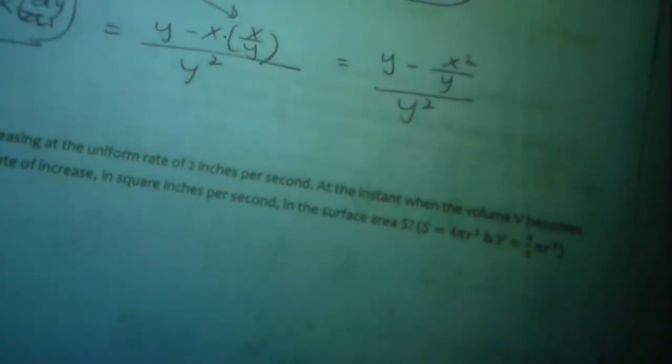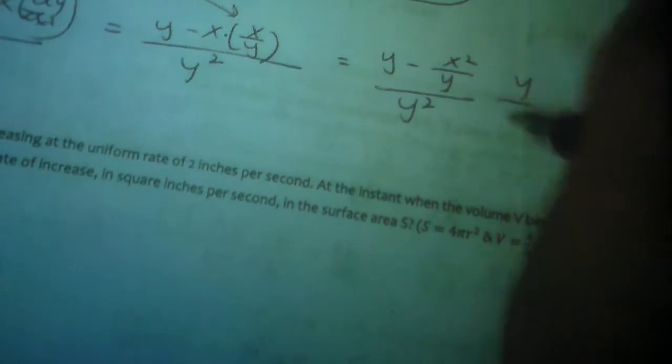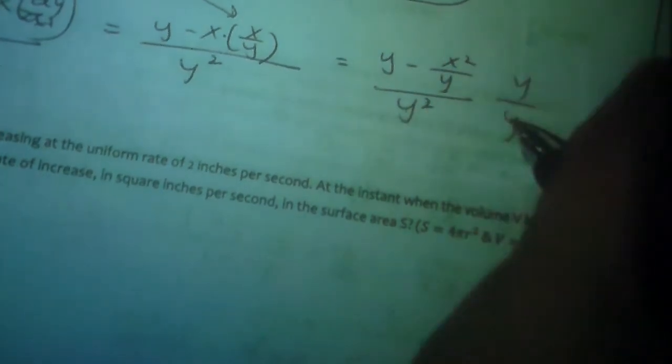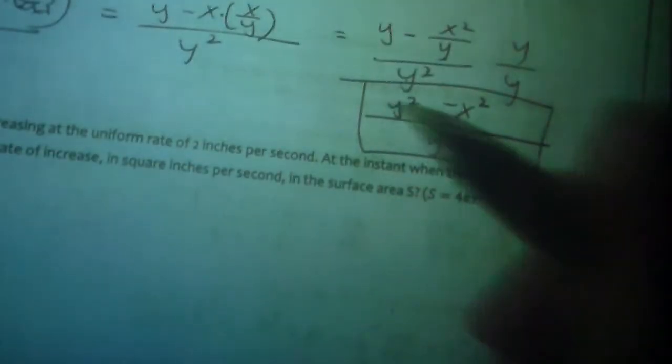I do not like to have a fraction in a fraction. So in order to get rid of this y right here, I just multiply top and bottom by y. Y squared times y is y cubed on the bottom now. Y times y cancels out. This is just minus x squared. And don't forget this guy gets multiplied by y, so it's y squared. Second derivative is y squared minus x squared over y cubed.